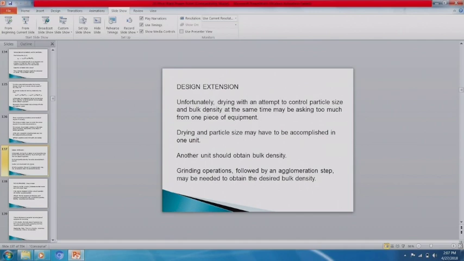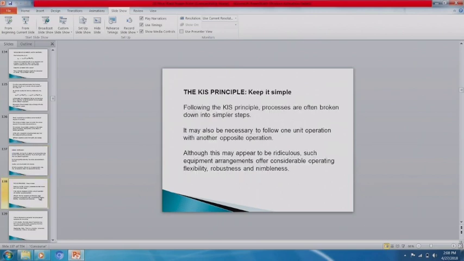Unfortunately, trying to control particle size and bulk density at the same time may be asking too much for one piece of equipment. Basically, drying and particle size may have to be accomplished in one unit. In another unit, you may have to obtain the bulk density. So oftentimes you would have perhaps drying and particle size, then you use a grinding operation after that to obtain the desired bulk density. The KISS principle. You should keep it simple. Keep it simple, sweetheart. Okay.